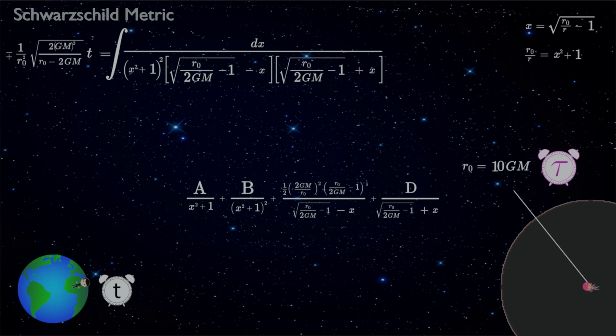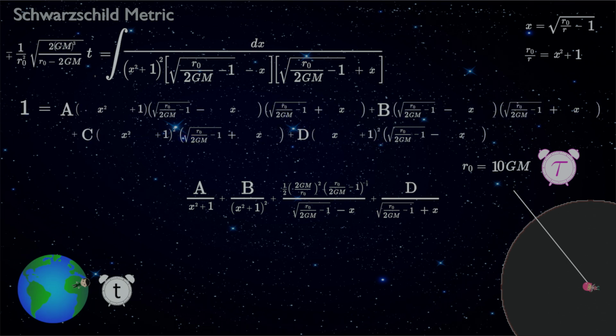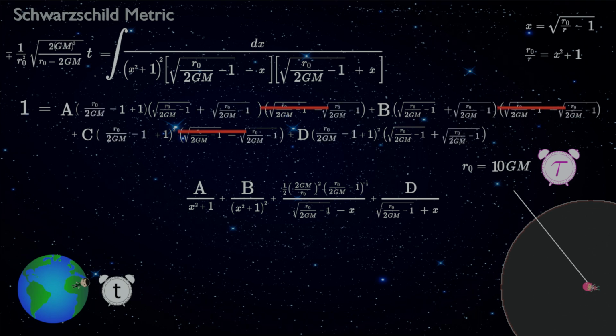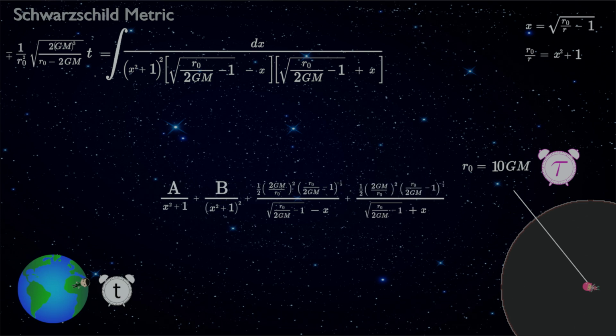Let's now go back to the original equation for a, b, c, and d. This time let's set x equal to negative the square root of r0 over 2 GM minus 1. Now the only surviving term is the d term, and with some manipulation we can solve for the constant d. It turns out that the d term and the c term have exactly the same value.